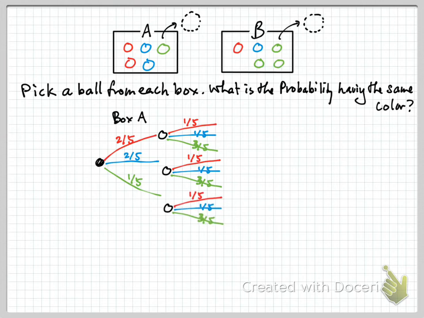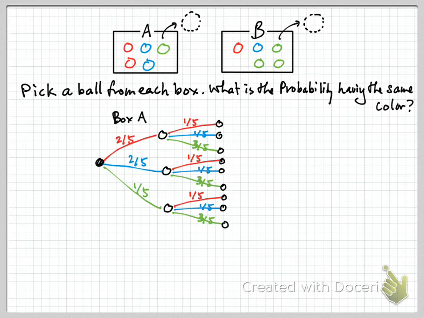Let me adjust this one a little bit. This is a bigger tree diagram compared to the previous one. The blue one is 2/5, the green one is 1/5. Now we have all these endpoints. We have 9 different possibilities.